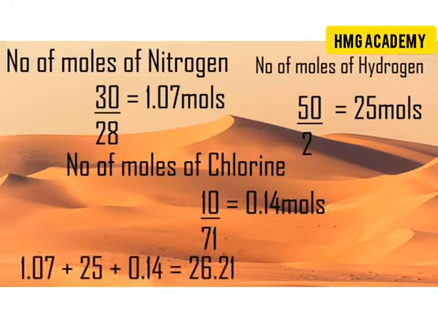Now if we add them together to know the total number of moles of all the elements in the container, we are going to have 1.07 plus 25 plus 0.14. That will give us 26.21 moles of gases in the container.